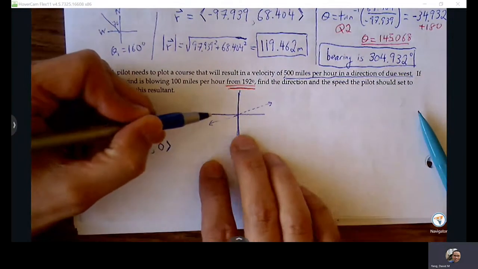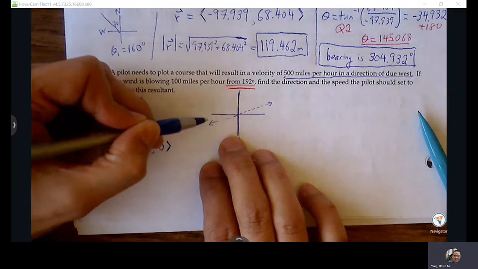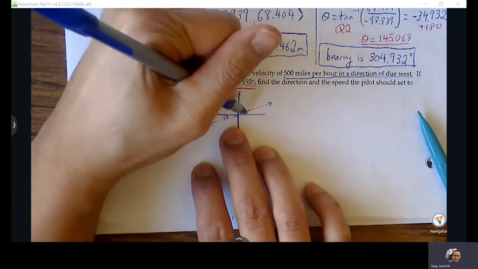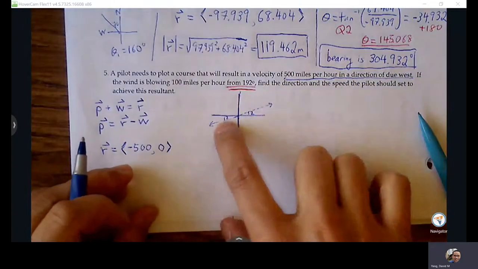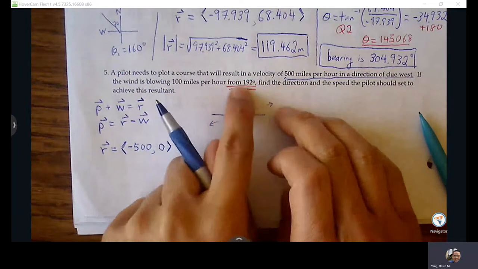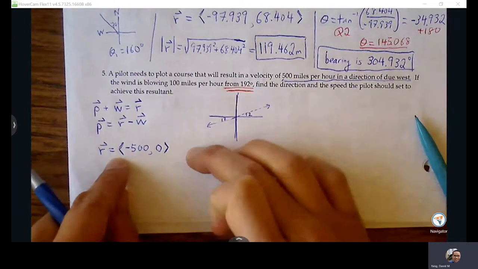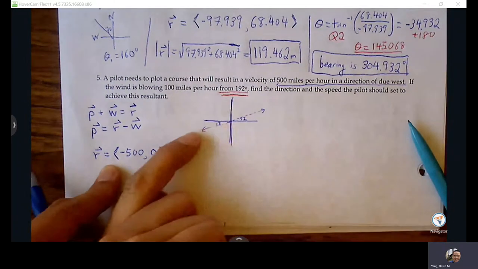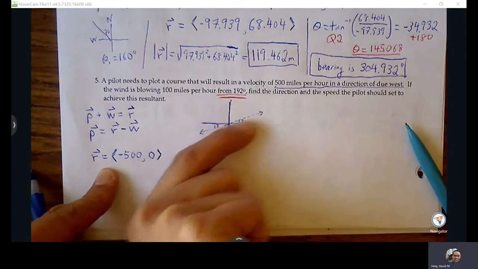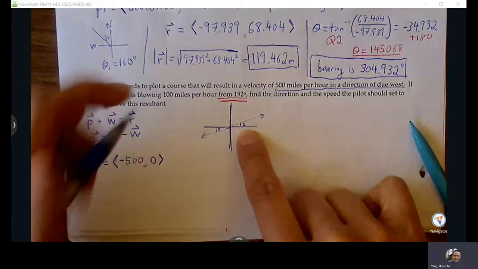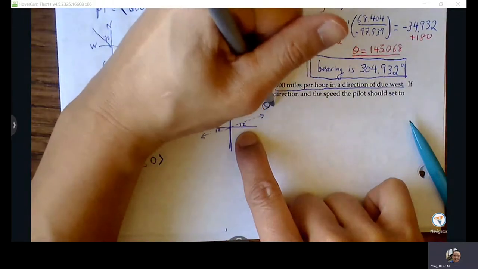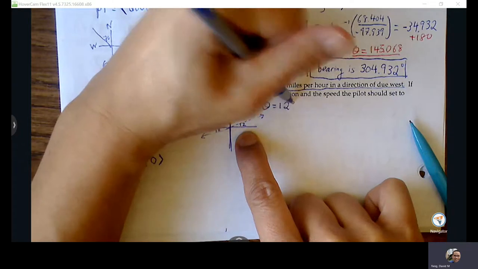So how far is 192 degrees from 180? 12. So it's actually going to be 12 degrees in the opposite direction. So that's kind of tricky, right? Because the 192 degrees is not towards it, it's kind of against it. It's coming from 192 degrees. So we have to understand that the wind blowing is really a theta of 12 degrees.